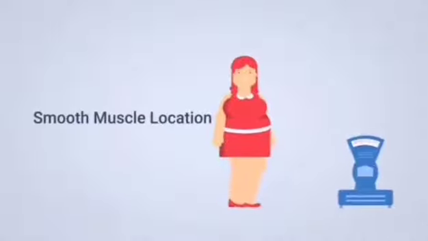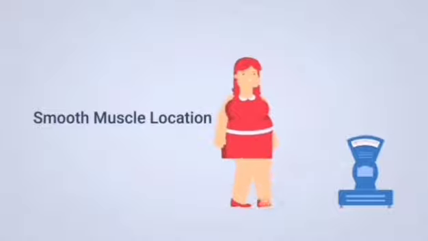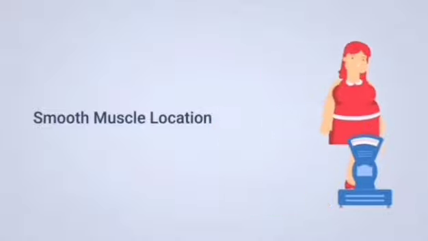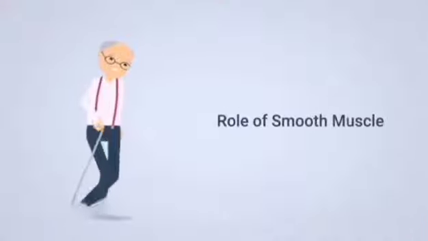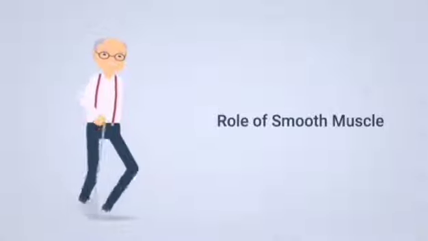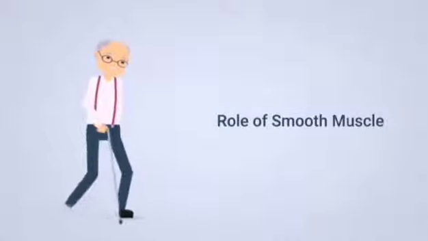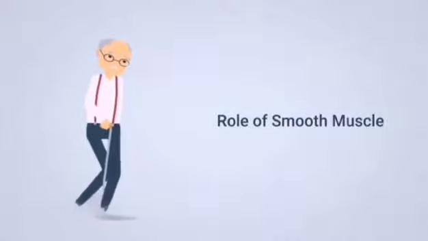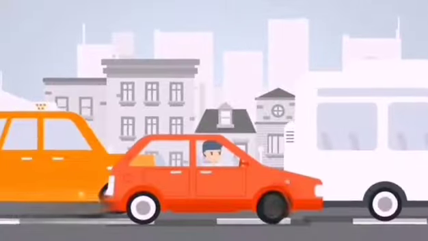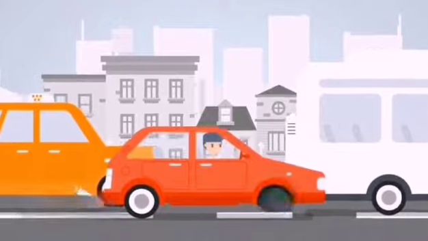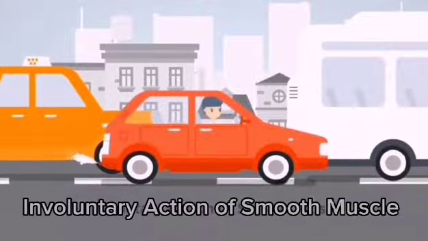Second is the smooth muscle. Smooth muscle lines the inside of the blood vessels and organs such as the stomach, and it's also known as visceral muscle. It is the weakest type of muscle but has an essential role in moving food along the digestive tract and maintaining blood circulation through the blood vessels. Smooth muscles act involuntarily and cannot be consciously controlled.